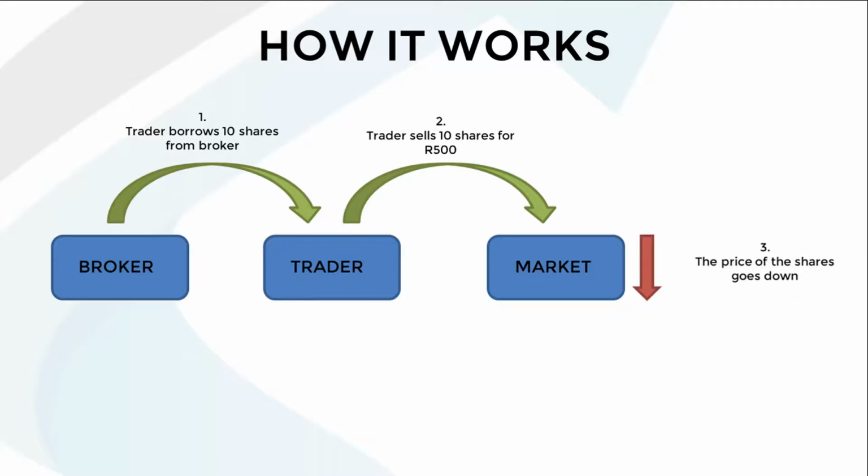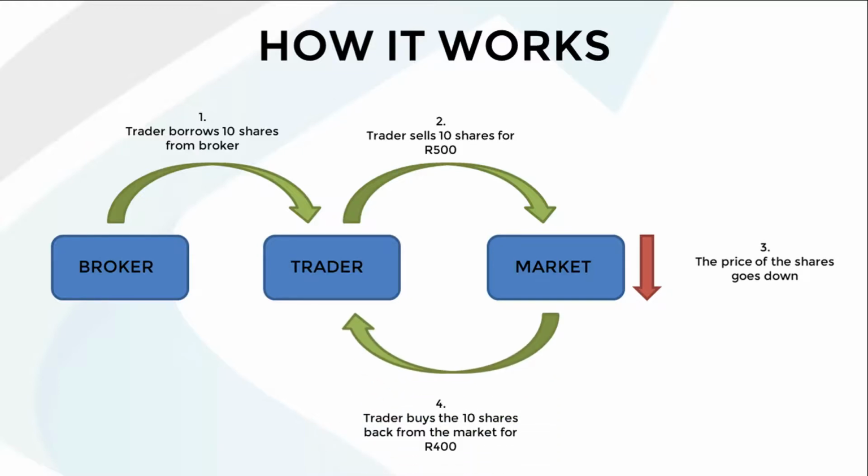In step 3, the trader waits for the price of the shares to go down, and once this happens, the trader then buys the 10 shares back from the market for 400 Rand. And then he returns these 10 shares to the broker and keeps the 100 Rand profit.